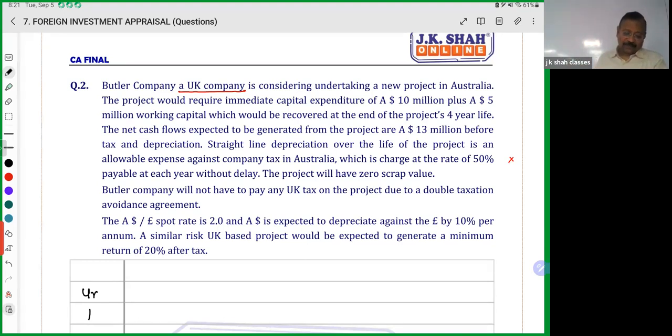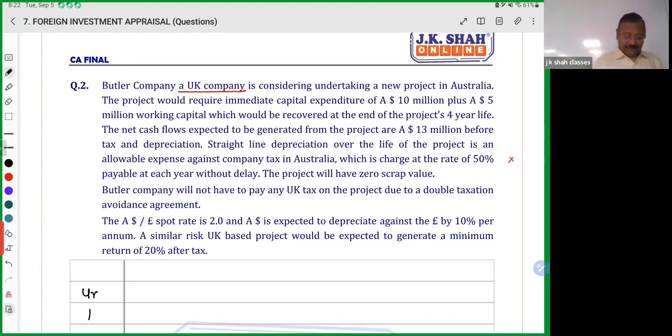The Australian dollar pound spot rate is 2 and the Australian dollar is expected to depreciate against the pound by 10% per annum. A similar risk UK based project would expect to generate a minimum return of 20% after tax. That means if I put the same project in the UK, my required rate of return is 20%.